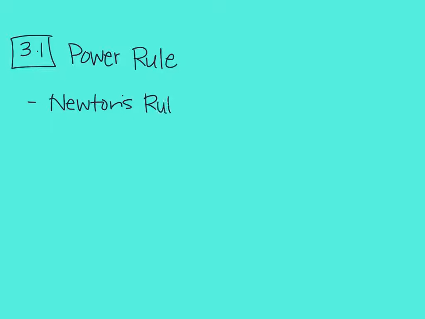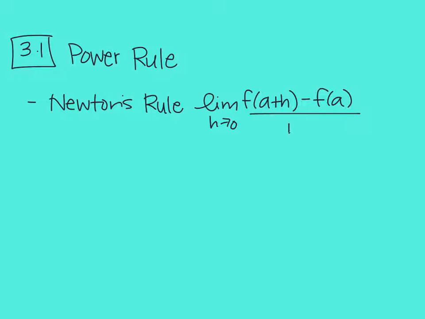Okay, Newton's rule that we talked about, which was the limit as h approaches 0 of the function f of a plus h minus f of a, all over h. His rule tended to work best; it favors polynomials, and it favored trig expressions. So the math was easier.